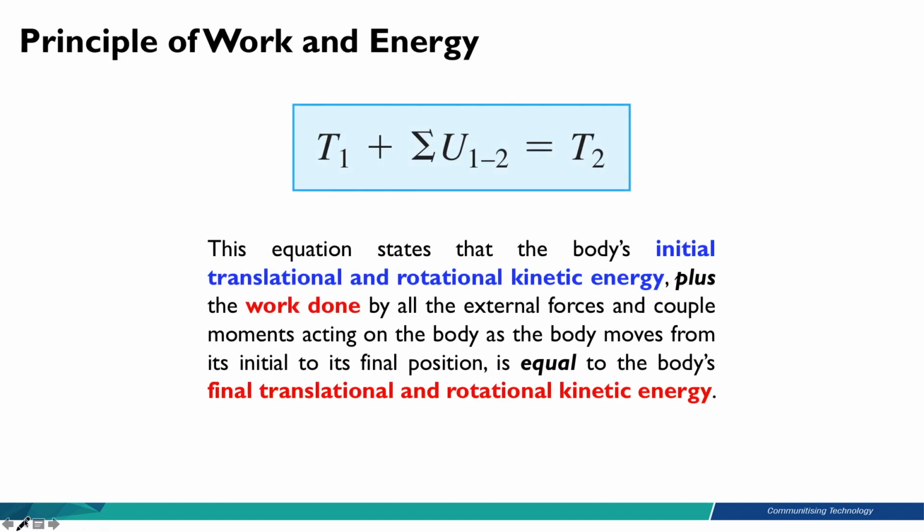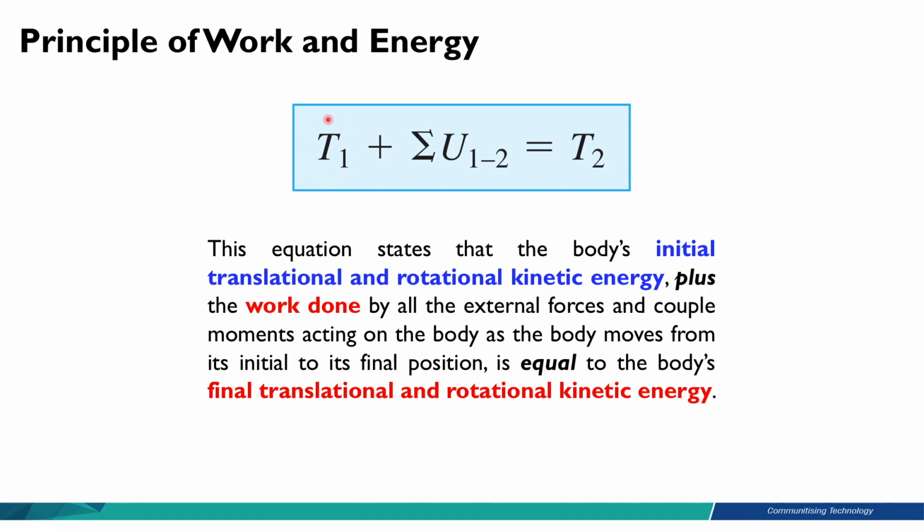Next, we will go into the principle of work and energy. Remember, previously we have discussed the kinetic energy and also the total work done. So the principle of work and energy states that the initial kinetic energy plus the total work done is equivalent to the final kinetic energy.